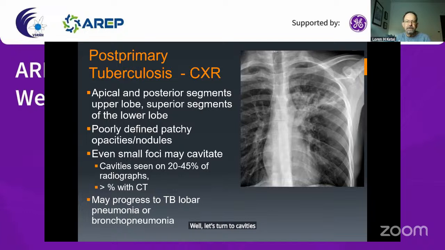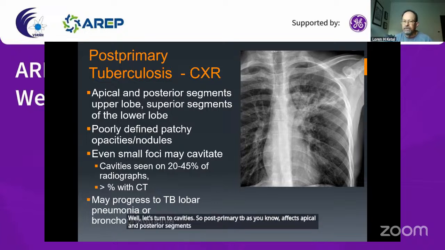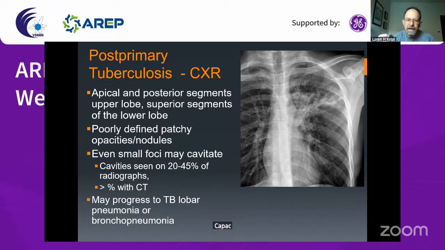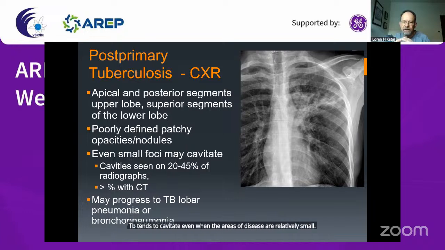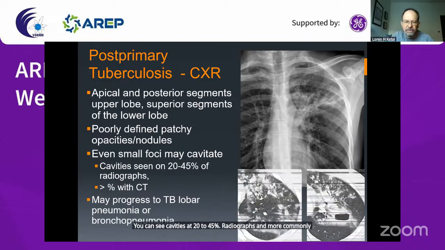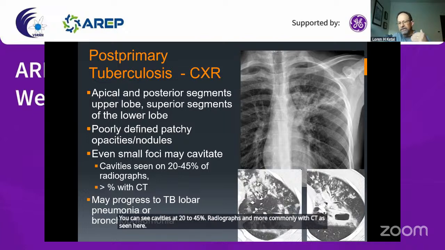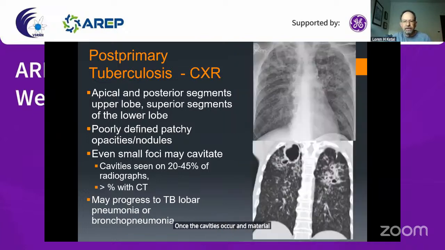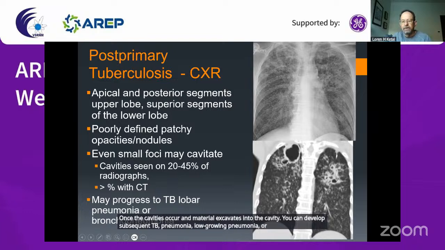So post-primary TB, as you know, affects apical and posterior segments of the upper lobe, superior segments of the lower lobe. Opacities tend to be patchy, ill-defined. And although many kinds of pneumonia can cavitate, TB tends to cavitate even when the areas of disease are relatively small. You can see cavities in 20 to 45% of radiographs and more commonly with CT as seen here. Once the cavities occur and material excavates into the cavity, you can develop subsequent TB pneumonia, lobar pneumonia, or in this case, as you can see, bronchopneumonia.